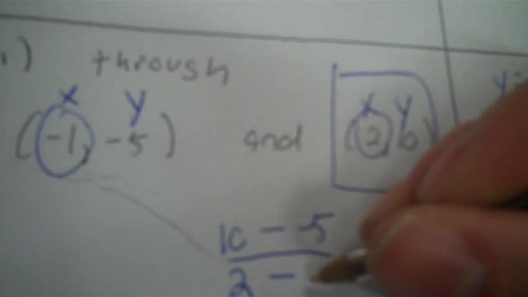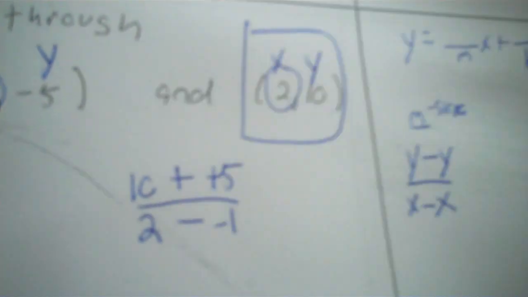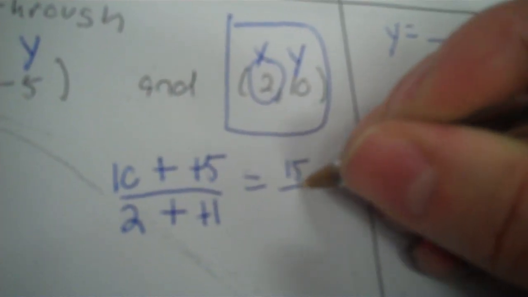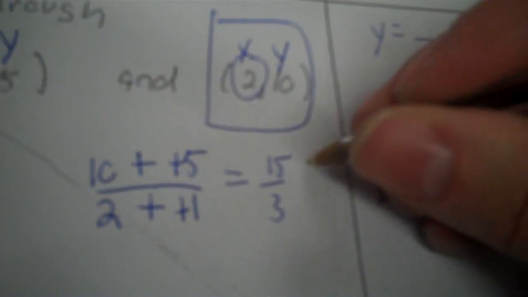I start with the coordinate that has the higher x, so I put the 10 over the 2, and then after the minuses, you put your -5 over your -1. So 10 minus -5 is the same as 10 plus 5, and 2 minus -1 is the same as 2 plus 1. So I end up with 15 over 3. Now you divide those, and it's equal to 5. So your slope is 5.